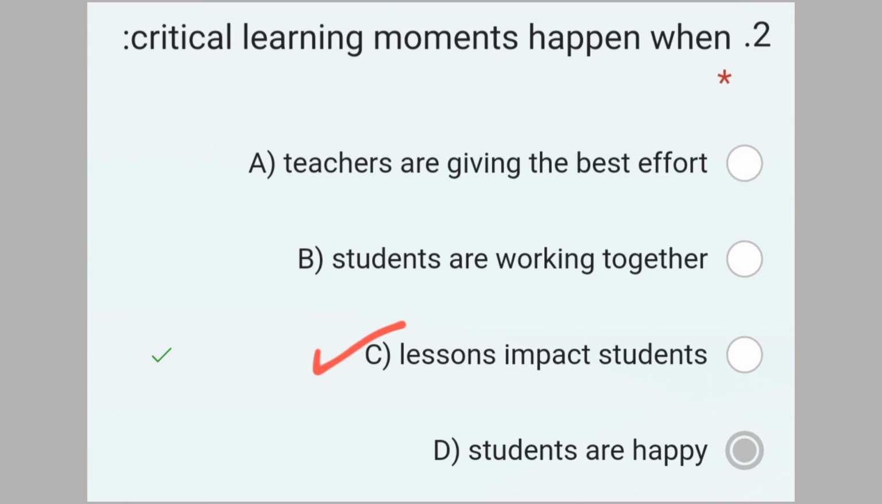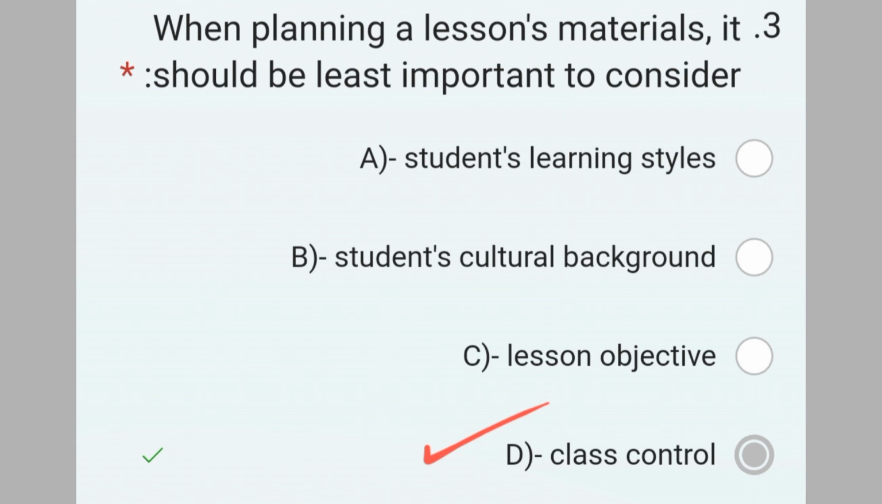3. When planning a lesson's materials, it should be least important to consider: A. Student's learning styles. B. Student's cultural background. C. Lesson objective. D. Class control.